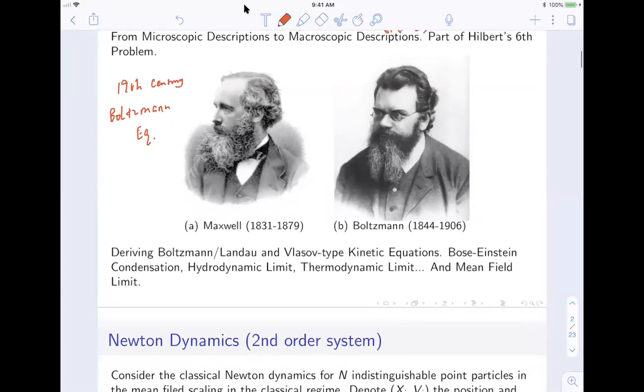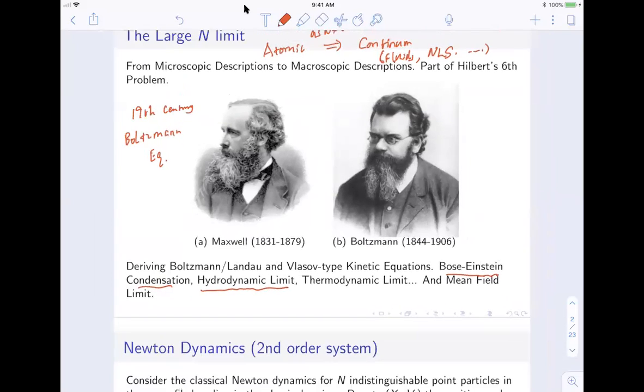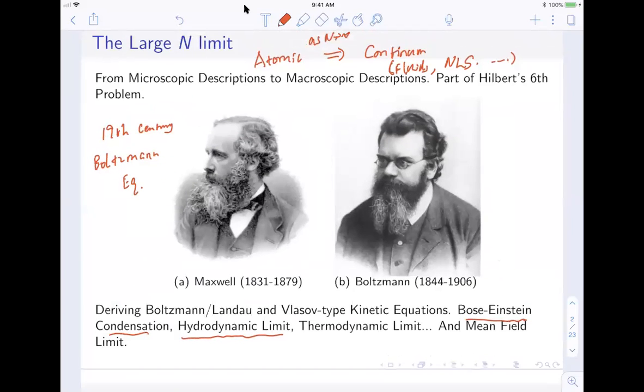Okay, so you can formally understand those problems, at least in this restricted setting, as deriving some macroscopic equation. But there are also other types in this flavor, for instance hydrodynamic limit, Bose-Einstein condensation, thermodynamic limit, etc. So these are the general types of problems, and in probability there are a lot of problems in this flavor called scaling limits.